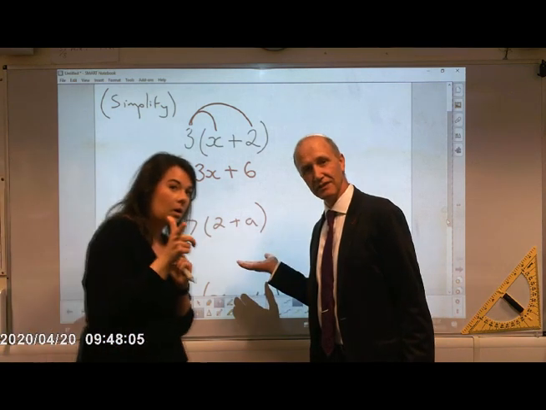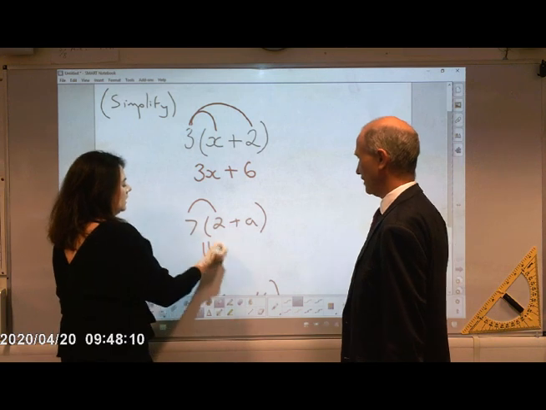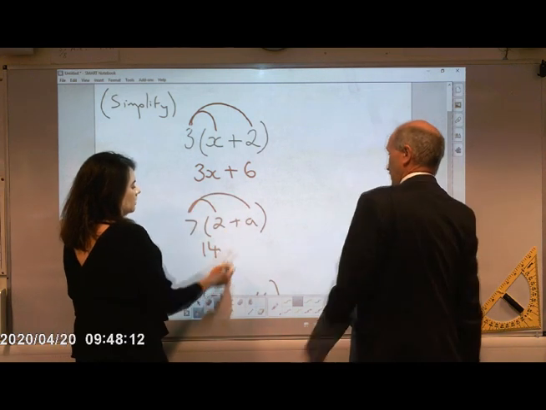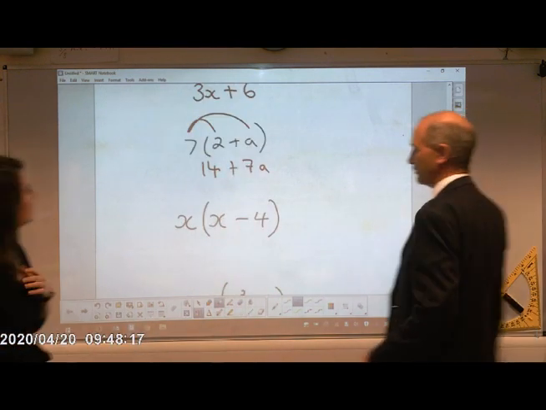Have a go. And we're back. So we've got 7 times 2, which is just 14. And we've got 7 times positive a, which is just positive 7a. That seemed quite straightforward.